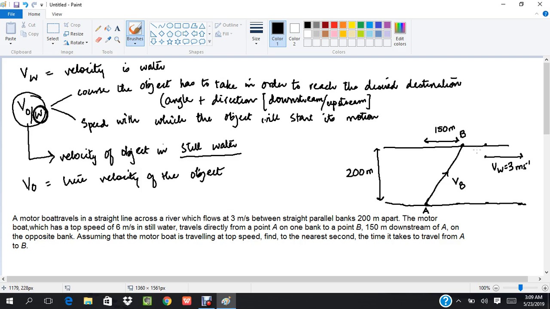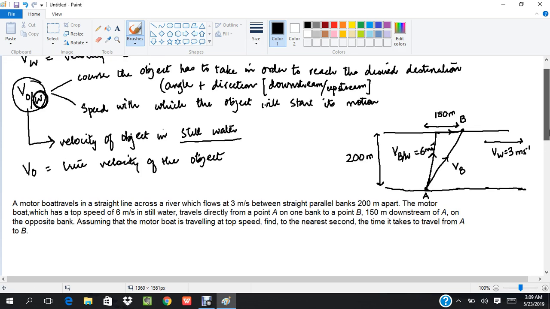So essentially, I should set course a bit to the left. Maybe something like this, so that water can push me here and I can get my true velocity. So this is going to be the direction in which I'll steer my boat. And we know that the direction in which the boat is steered, or in other words, the course that the object has to take, is represented by the relative velocity. So we have velocity of boat with respect to water, and this is given as 6 meters per second.